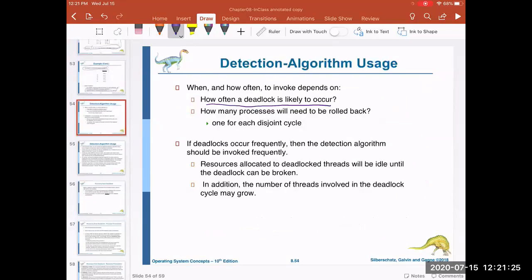So how many processes need to be rolled back? Either all or one. Rather than terminating all, we terminate one, because that would break the cycle. There are two solutions to break the cycle: either add more resources, or terminate one process which is in that particular cycle. So which one should be deleted? Let us suppose T2, T3, T4, T5 are in deadlock. Which one is to be selected?